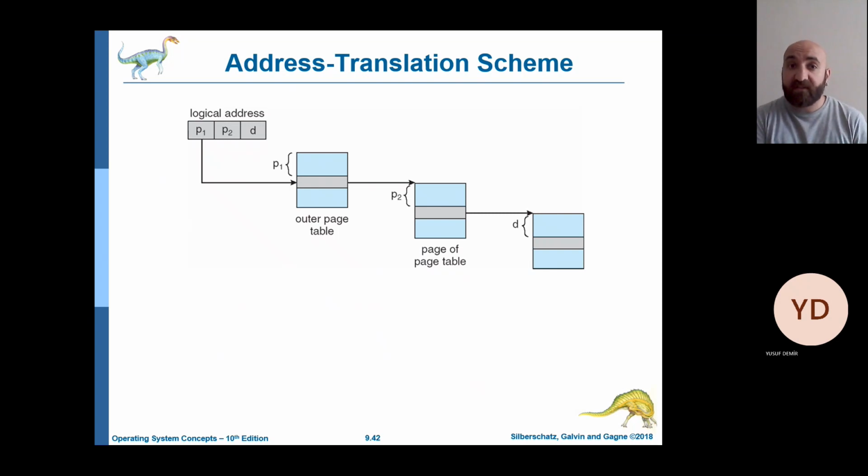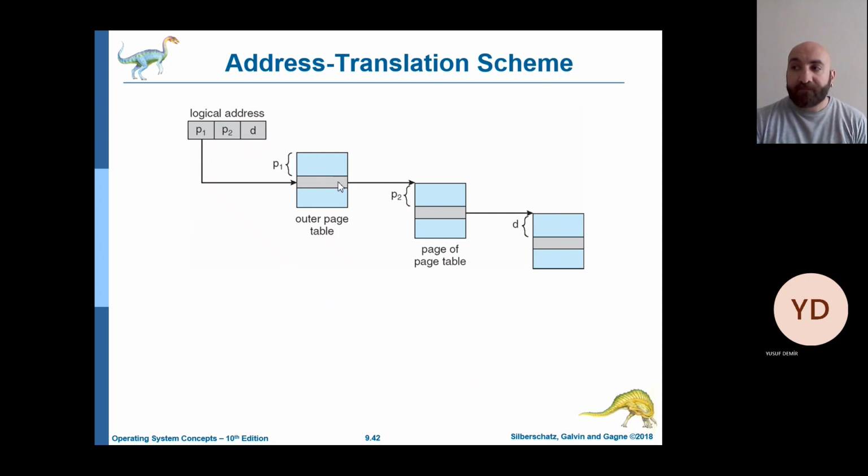The address translation method for this architecture can be described as in this figure, because address translation works from the outer page table inward. This scheme is also known as a forward-mapped page table. So instead of just one page number and one offset, we divided our page number in two. So we have P1, P2, and D.